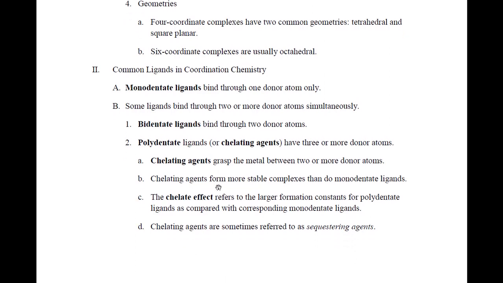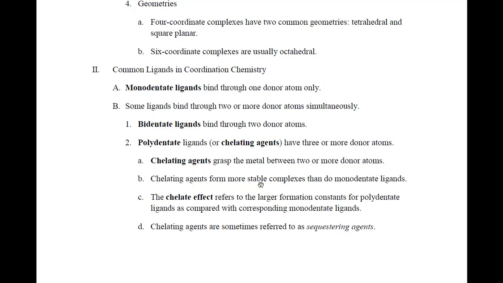All right, so chelating agents grasp the metal between two or more donor atoms. And so I know that's in direct violation of what is said here. Chelating agents have three or more, but it really should say that chelating is two or more, and that's the way I'm going to treat it. So I apologize for the ambiguity in this outline, but chelating agents are going to take two or more bites out of it. So whether it be bidentate or polydentate, they're all chelating agents. The only one that's not is monodentate.